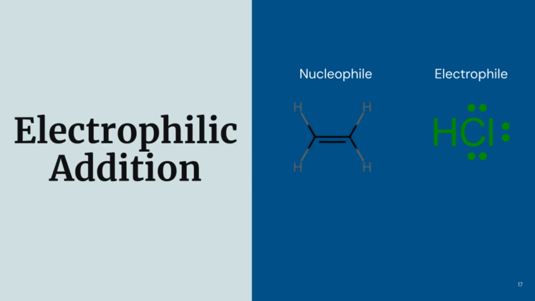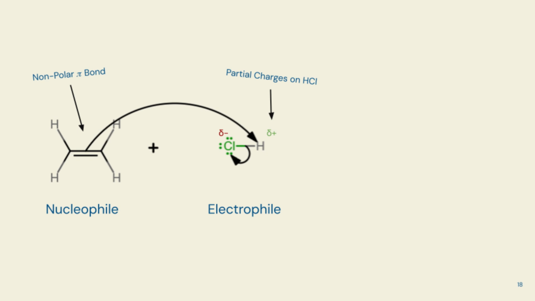Now we can move on to our reaction. First, we're going to look at electrophilic addition, where we have a nucleophile and an electrophile. Electrophilic addition is, like previously said, a common elementary step. We can see that our nucleophile and our electrophile are the reactants for this chemical reaction. The nucleophile has an abundance of electrons originating from a nonpolar pi bond.